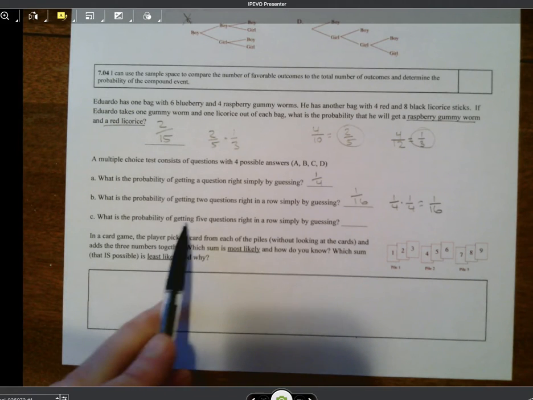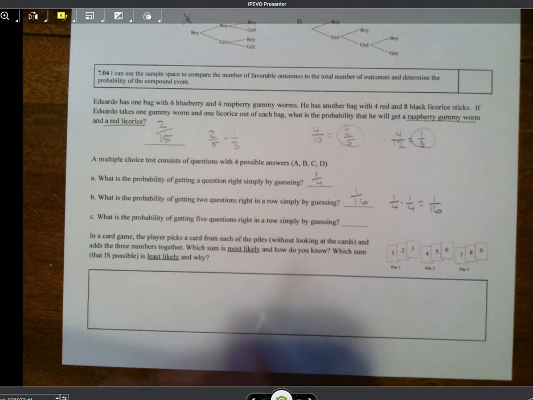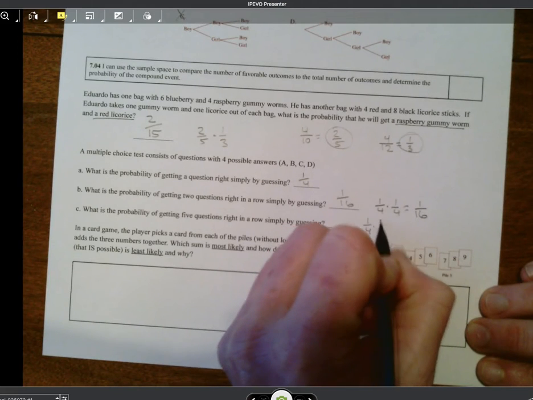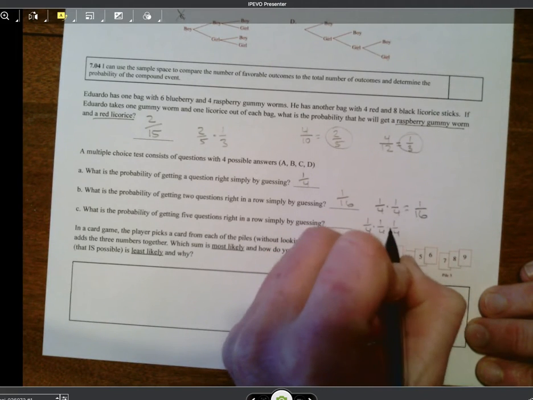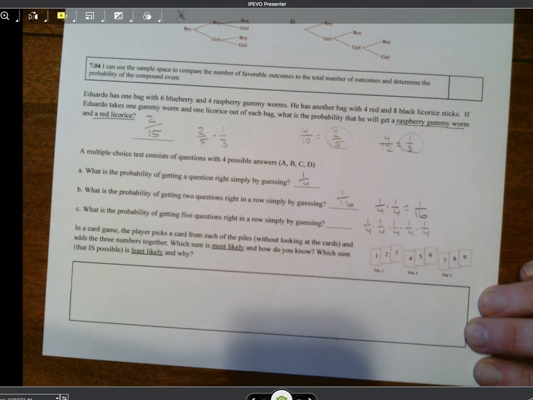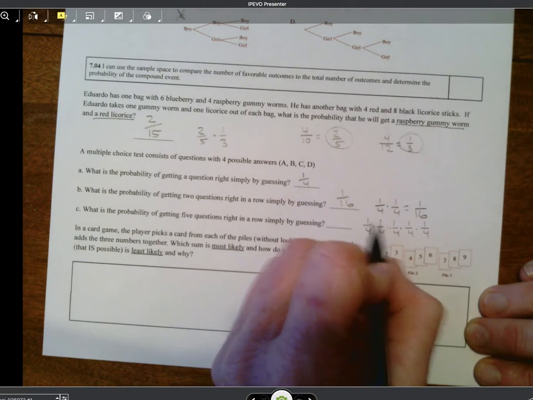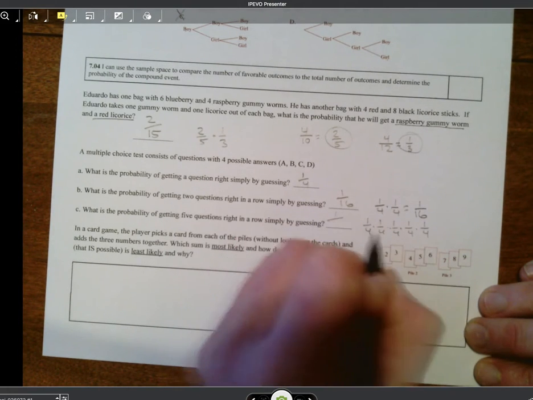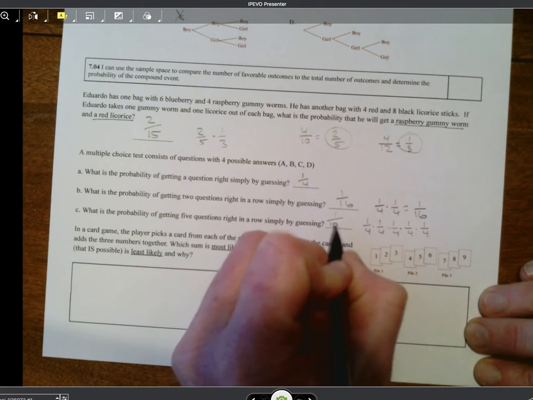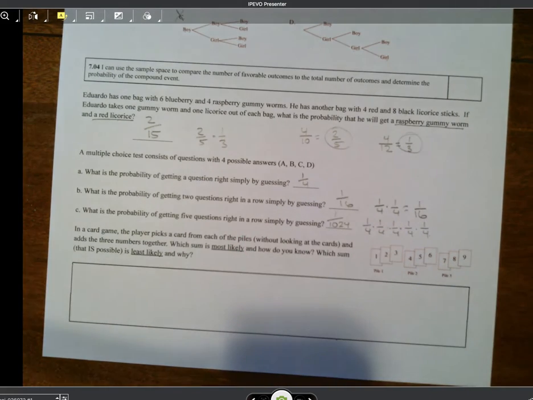What is the probability of getting 5 questions right in a row simply by guessing? Okay, well that's 1/4 times itself 5 times. Okay, so this is 1 times 1 times 1 times 1 times 1, over 4 times 4 times 4 times 4 times 4. That's going to be 1/1,024. That is not very good odds of you guessing 5 questions in a row correctly.